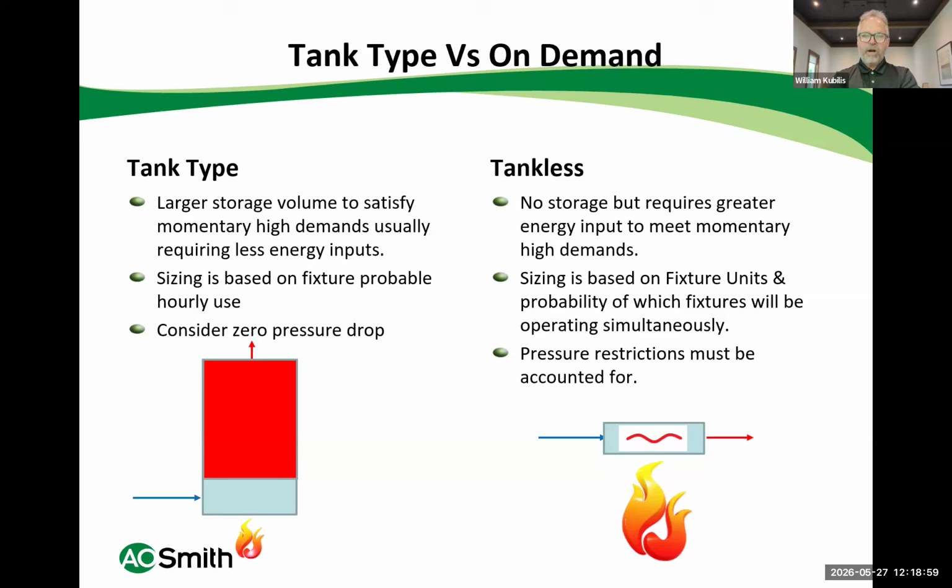Remember, sizing tank type water heaters is different than tankless. Sizing is based on fixture probability, or probable hourly use. Whereas on the other side, with tankless, we need to make sure that we size for all the momentary high demands. Sizing is based on fixture units and the probability of which fixtures will be operating simultaneously. And pressure restrictions must be accounted for with tankless, whereas we consider tank type water heaters to have zero pressure drop across the tank.